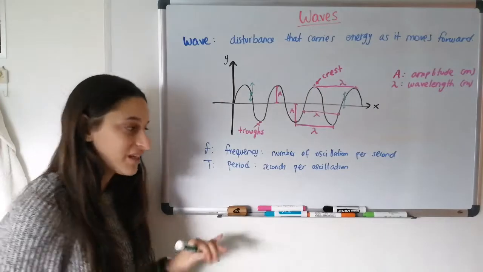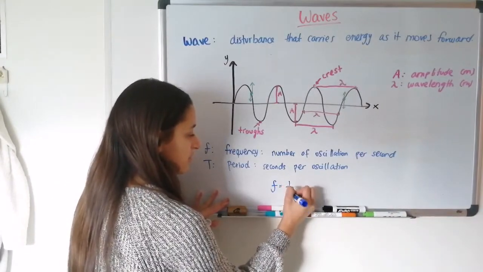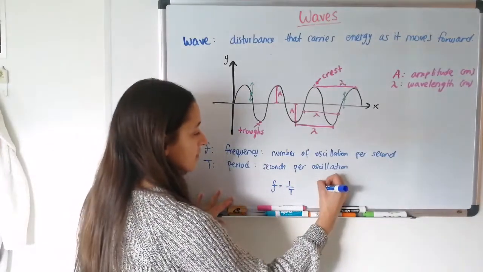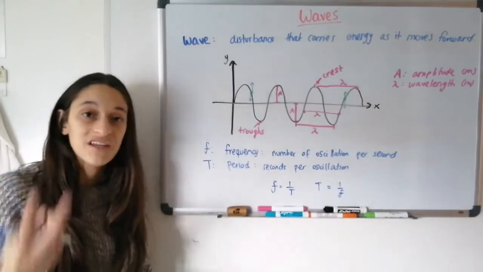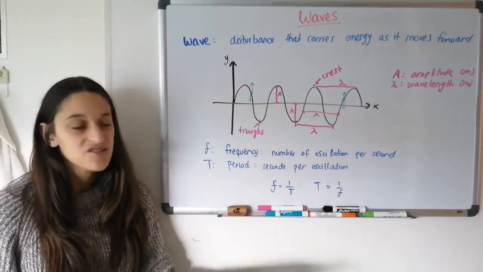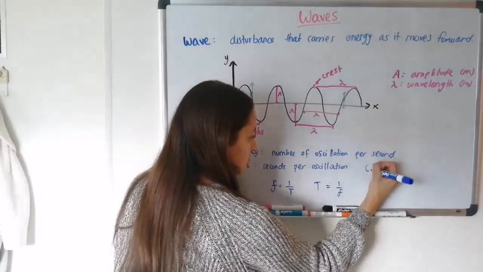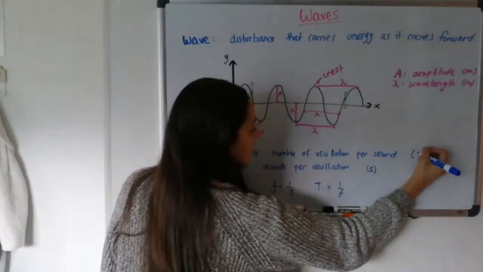So an equation to relate them both is frequency is 1 over period. And if you want to solve for period, you're going to get period is 1 over frequency. So they're the inverse one of the other, because one is oscillations per second, the other one is seconds per oscillation. So the units, period is in seconds, of course, because it's defined as the seconds per oscillation, and frequency is in 1 over second.